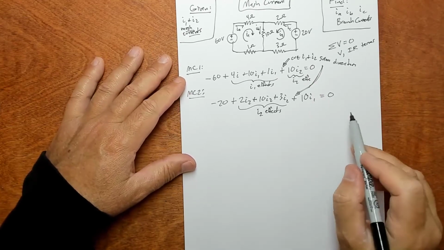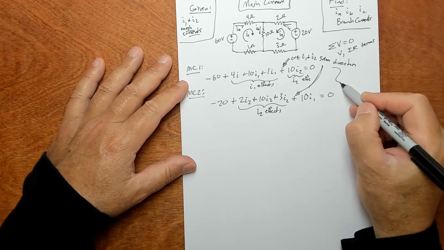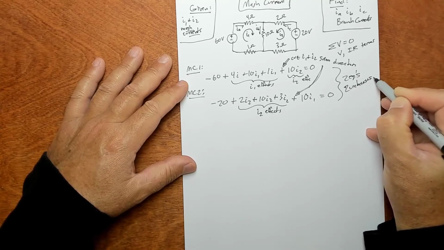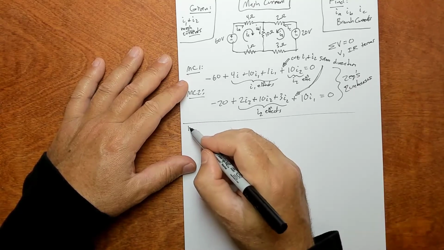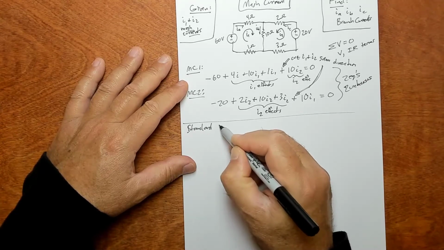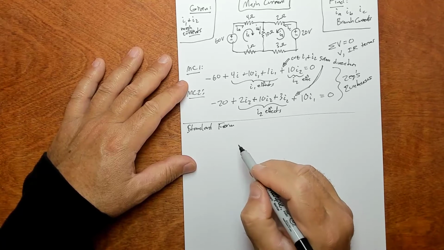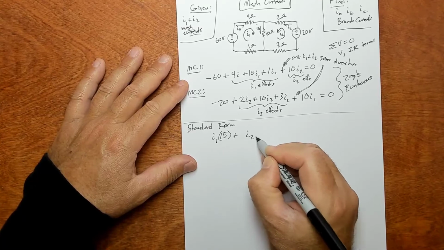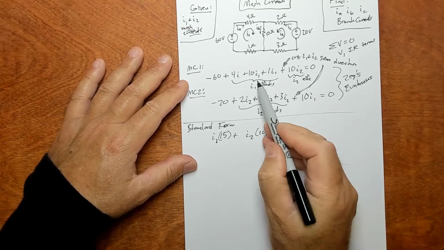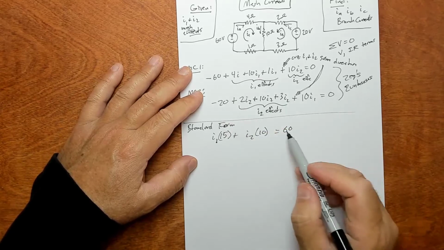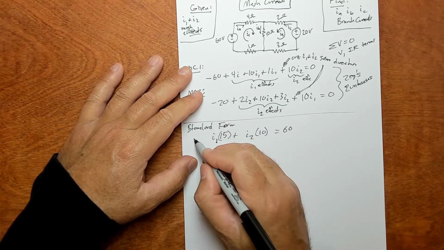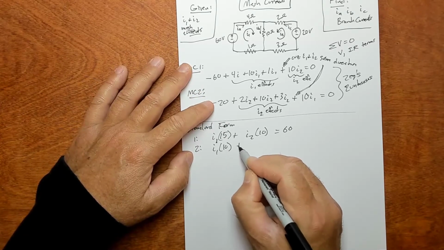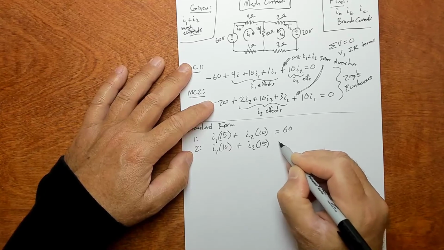Okay, there's two equations, two unknowns. So there's a solution. So we put it in standard form. I'd like to see your stuff in standard form so that I can grade it a little bit easier. This ends up being I1 15 plus I2 10 equals 60. That's if you factor out the I1 and add up all the junk. And then this was equation 1, and then equation 2, this guy here ends up being I1 times 10 plus I2 times 15, and that equals 20.